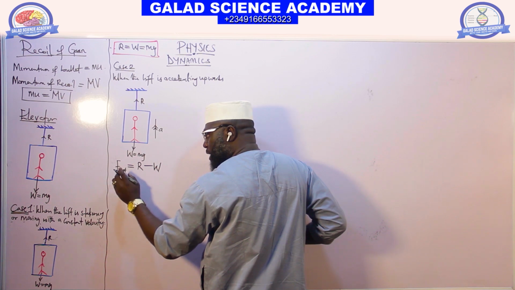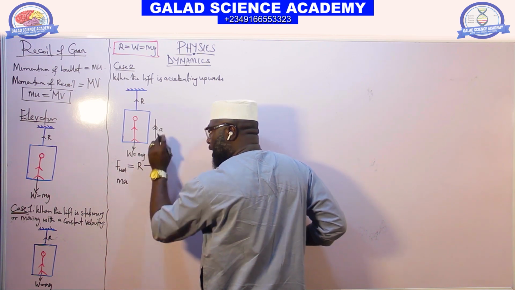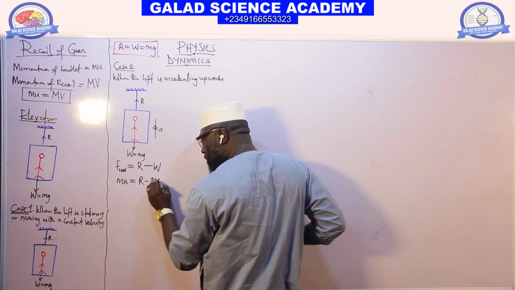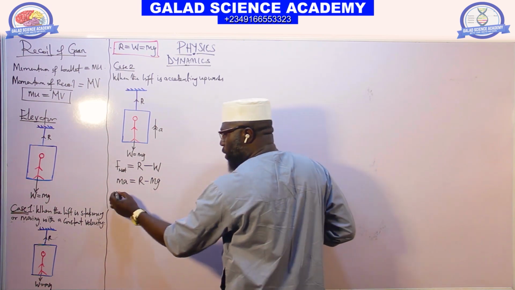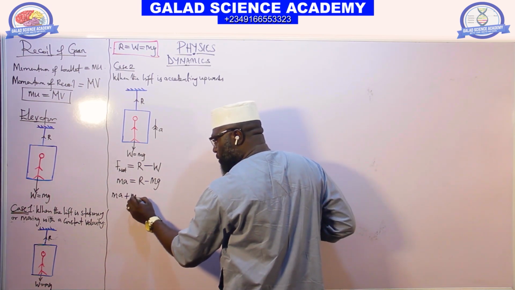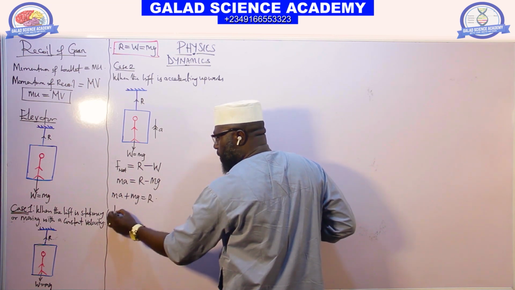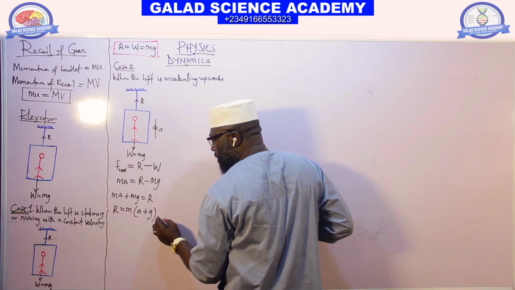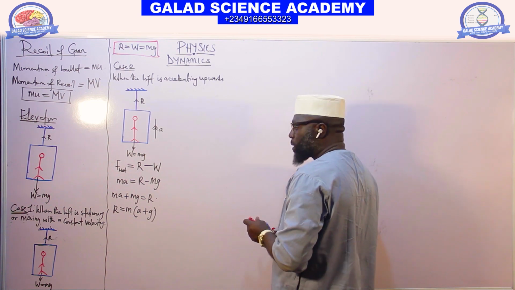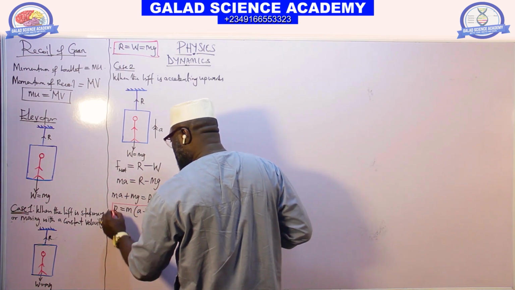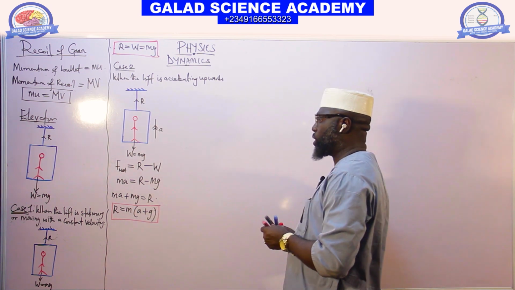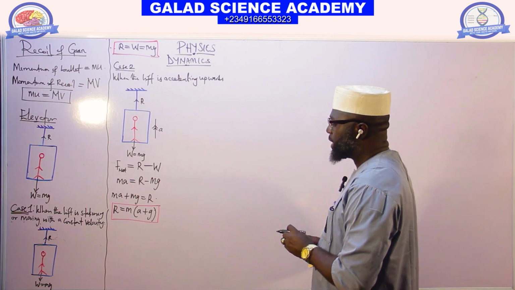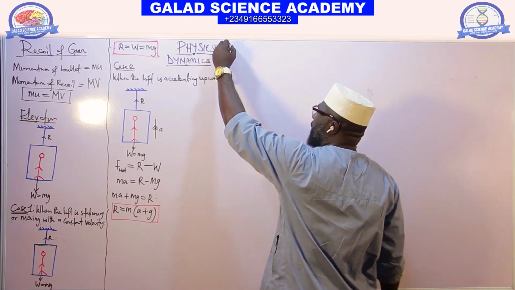And this net force is ma, the mass times acceleration. So R minus the weight, which is mg, equals ma. By collecting like terms, we have ma plus mg equal to R, and R is equal to m(a plus g). So this is the formula for the reaction when the lift is moving up.